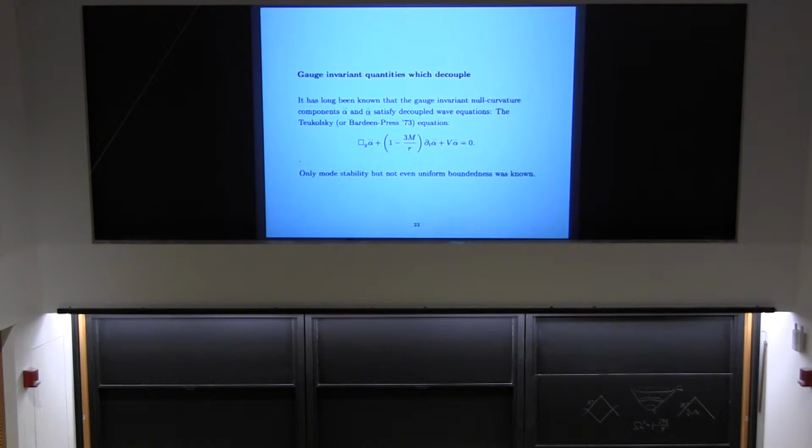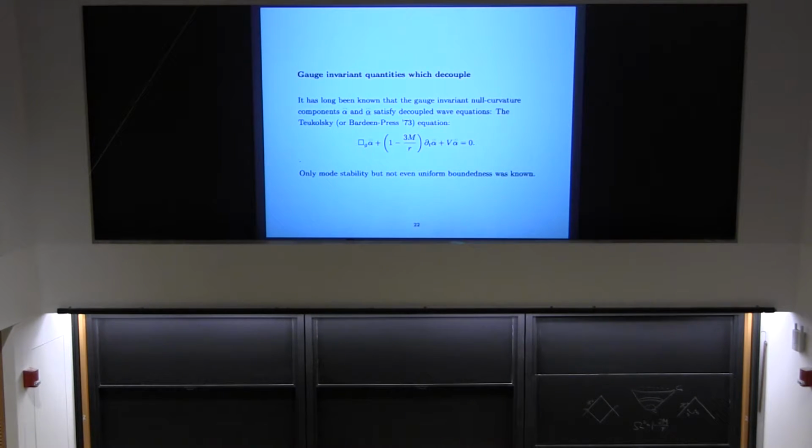Okay, so where are the estimates, if you like? The next thing that we'll look at is what's called gauge invariant quantities. If you look at these curvature components alpha and alpha bar that I introduced, they satisfy the first order Bianchi equations, but if you take another derivative, you'll observe that they satisfy wave equations. And remarkably, alpha and alpha bar satisfy decoupled wave equations.